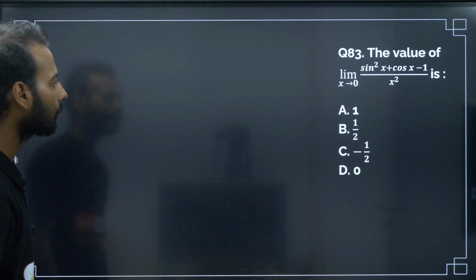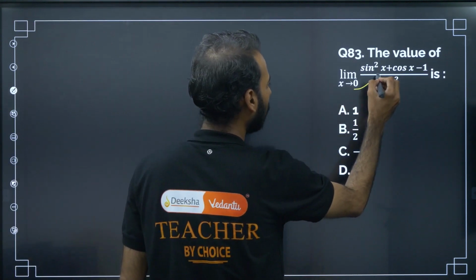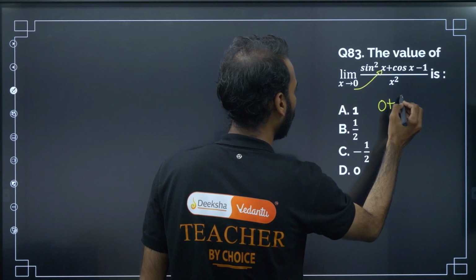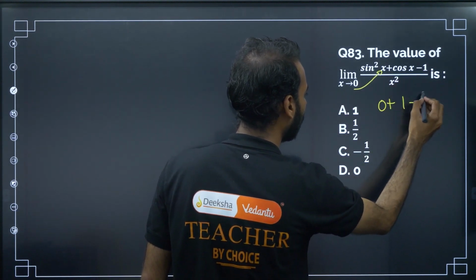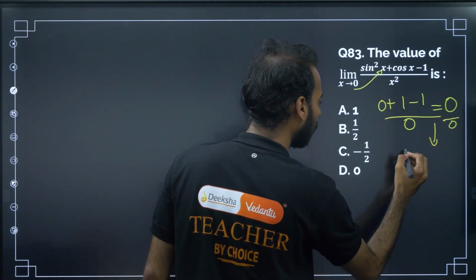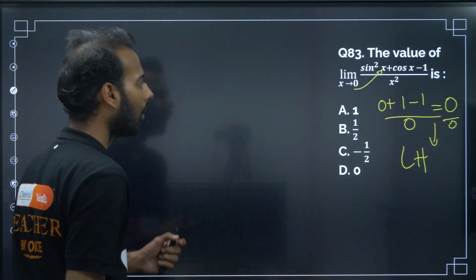Going to the next question, the value of this. If I place 0 here, this becomes 0 cos 0. If I place 0, 1 minus 1 by 0. So this is 0 by 0 form. Whenever 0 by 0 form comes, go for the L'Hospital rule.